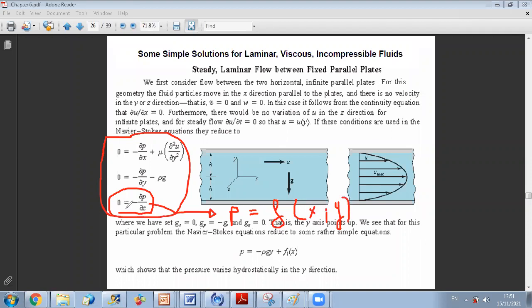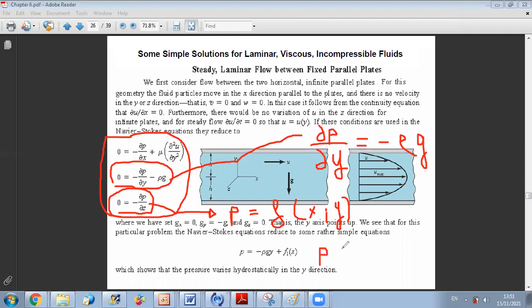Now, if we go to the second equation, from the second equation we can say that del P by del Y equals rho G minus rho G. So now, if I integrate with respect to Y, then I can write that P is equal to minus rho G Y plus a certain function of X. So until now, and we are sure that we don't have Z because from the last relation, P is independent of Z.